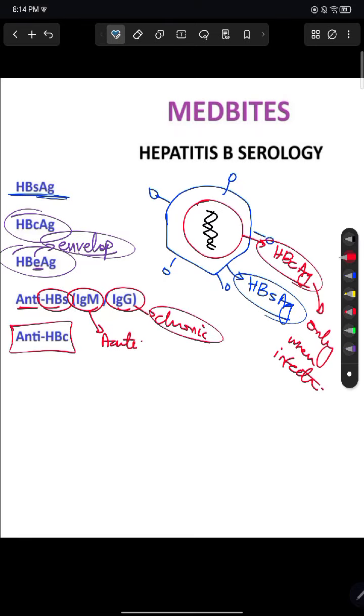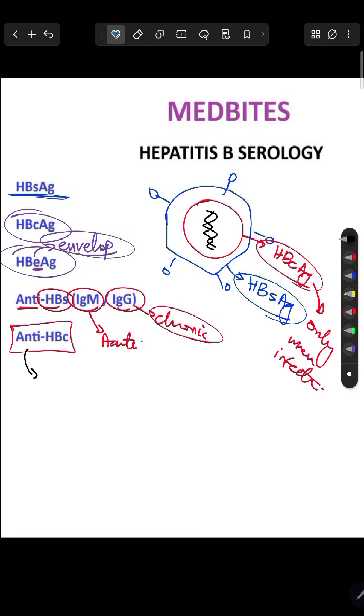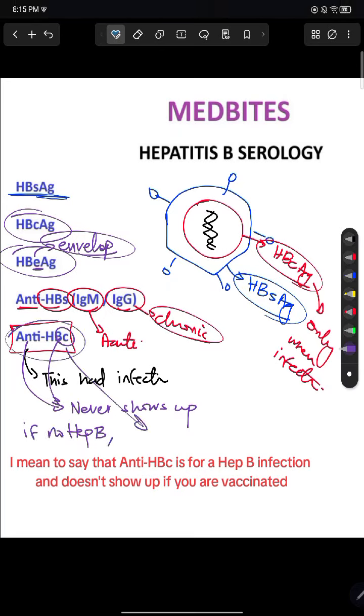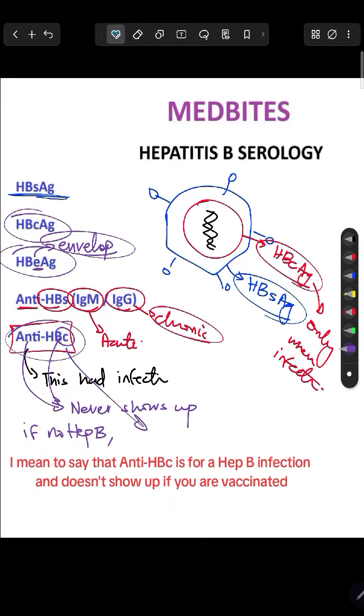Antibody against HB core means that this individual had infection, and it's important to know that antibody against HBC never shows up if the person never had hepatitis B. It never shows up if no Hep B. So that means that it only shows up when there's an actual infection going on.